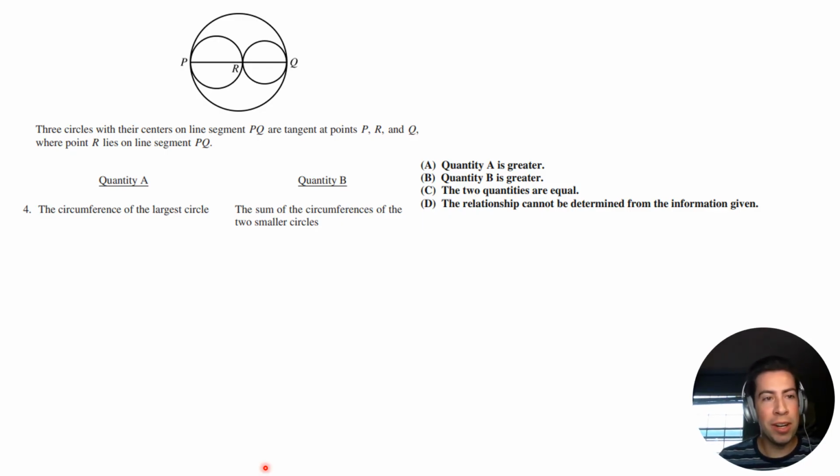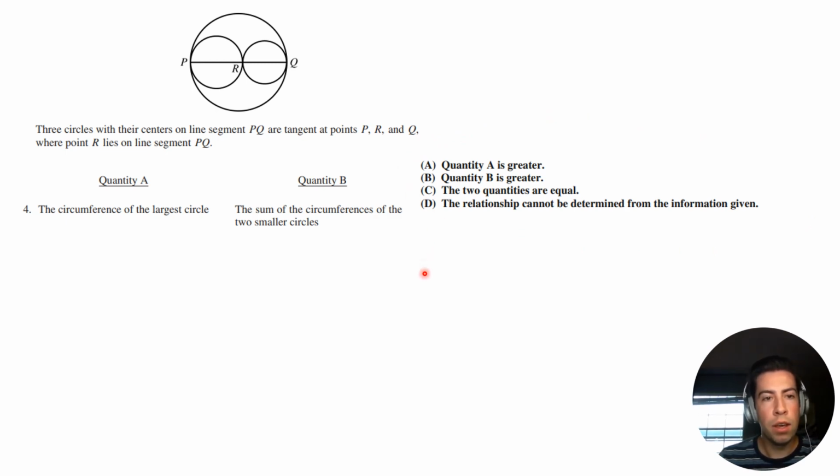All right, let me get out my pointer and I'll start reading. Three circles with their centers on line segment PQ are tangent at points P, R, and Q, where point R lies on line segment PQ. And then the answer choices are just like they were in the previous 3 questions.